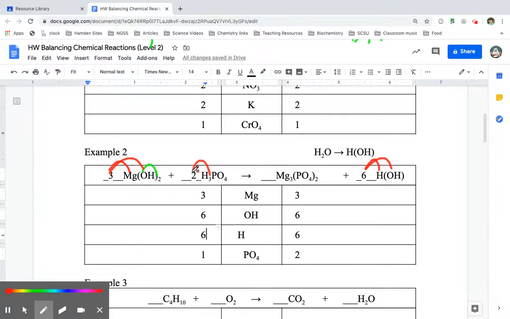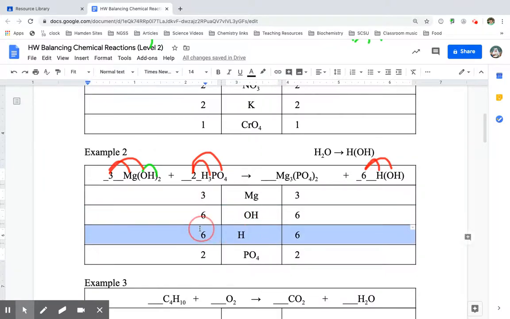But don't forget to also do it for the PO4. 2 times, there's just 1 PO4. Remember that 4 is part of its name. So 2 times 1 is 2. Check it out. 3 and 3 Mg's, 6 and 6 OHs, 6 and 6 H's, 2 and 2 PO4s. I can put a 1 here to say that I didn't have to change that 1 at all.